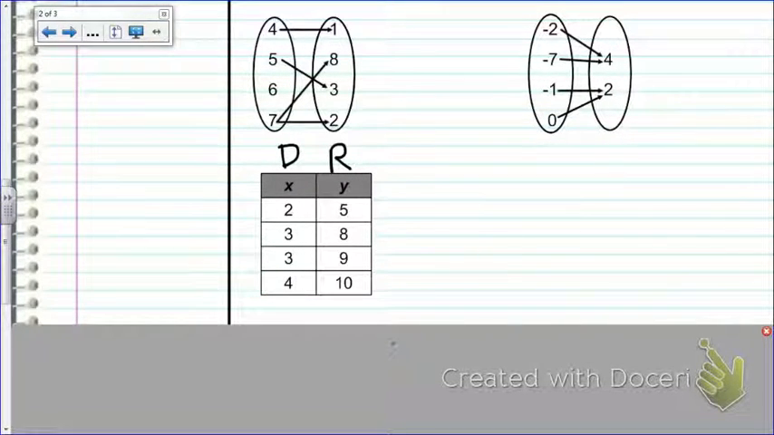So what I want you to do is talk to your neighbor. I'm going to give you about 30 seconds. See if you and your neighbor, you will be a group of 3, can figure out if this one is a function or not. So I'm going to have you try this one on your own. Go.